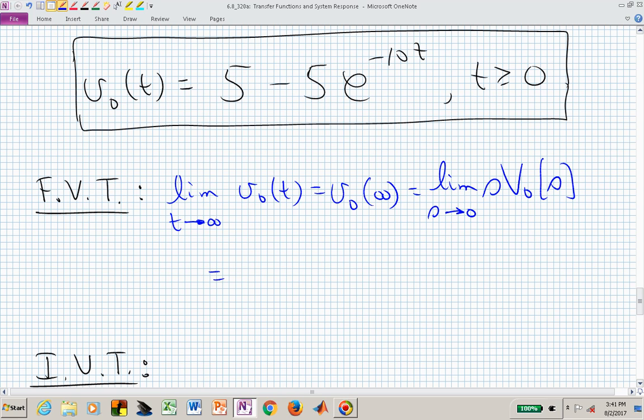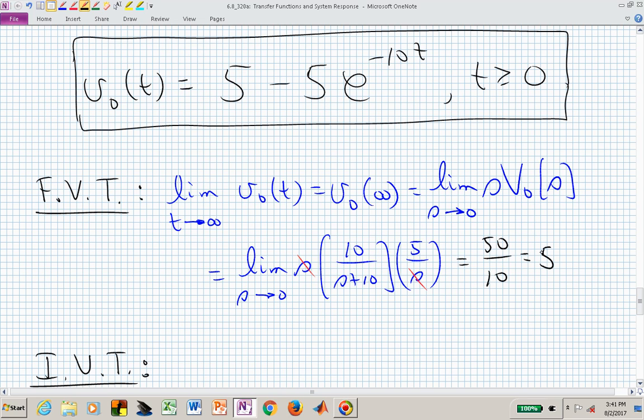But what is that? Well, now that's the limit as s goes to 0 of s times 10 over s plus 10 times 5 over s. These s's cancel, and now when s goes to 0, we have a well-behaved denominator, we have an okay numerator, we have 5 times 10 upstairs, or 50. Downstairs we have 10, so we're saying that we should end up at 5 as t goes to infinity, and in fact, as t goes to infinity, we see that the exponential term vanishes, and indeed we do go to a final value of 5.